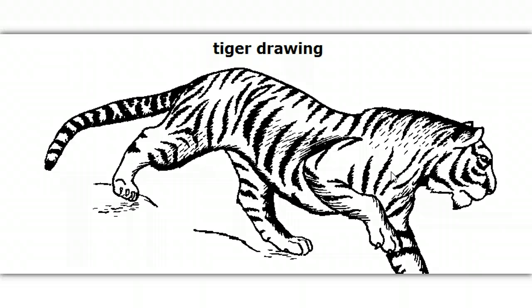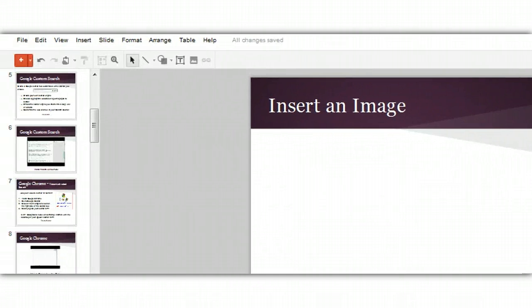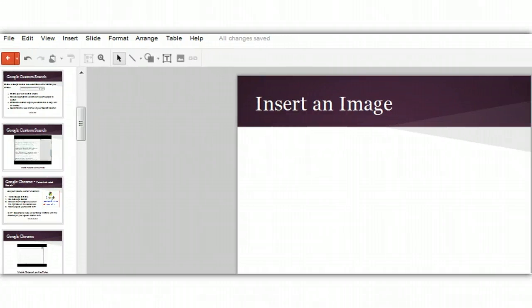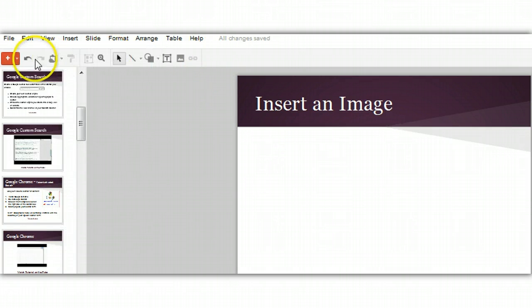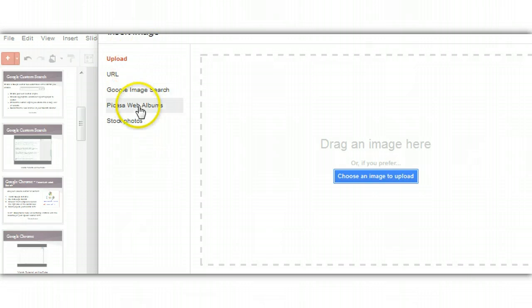So now it's time to return to the Google document. In this case, it is a presentation. So what I'd like to do here is insert the image. I can do it in a couple of different ways. From the menu, I can choose Insert Image. I can also just find the icon right in the toolbar here. And I get a screen like this.